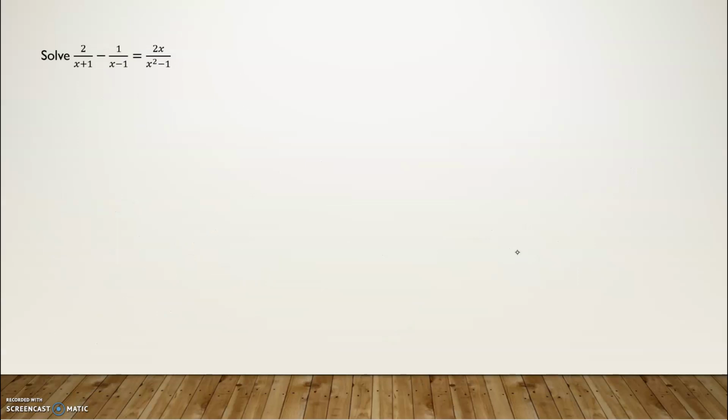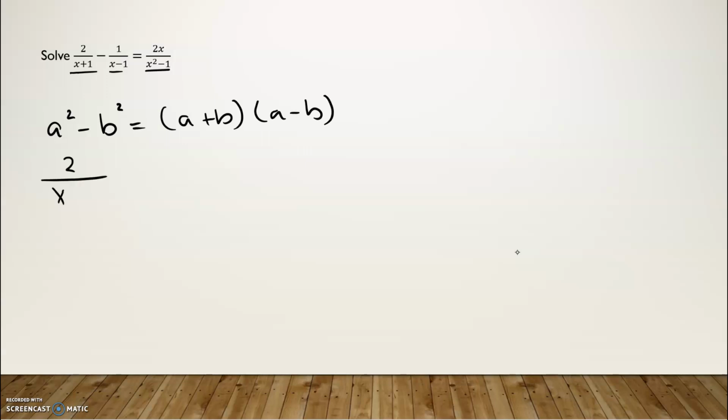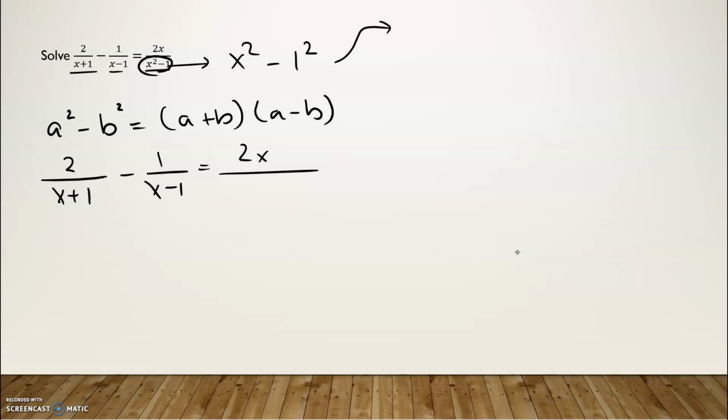Okay, let's take a look at this one. We have an x plus 1, x minus 1, and then x squared minus 1. Now recall, if you have a squared minus b squared, that's the same thing as a plus b times a minus b. Okay, now I can take the 2 over x plus 1 minus 1 over x minus 1 equal to 2x. Now I can write this as x squared minus 1 squared, because 1 squared is still just 1. So here, our a is x and our b is 1. So we have x plus 1, x minus 1.